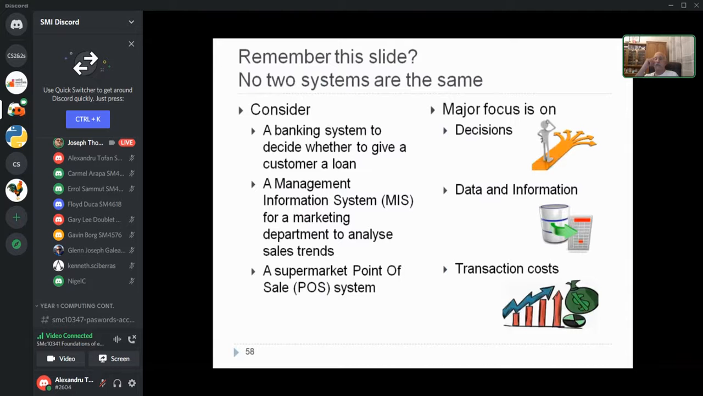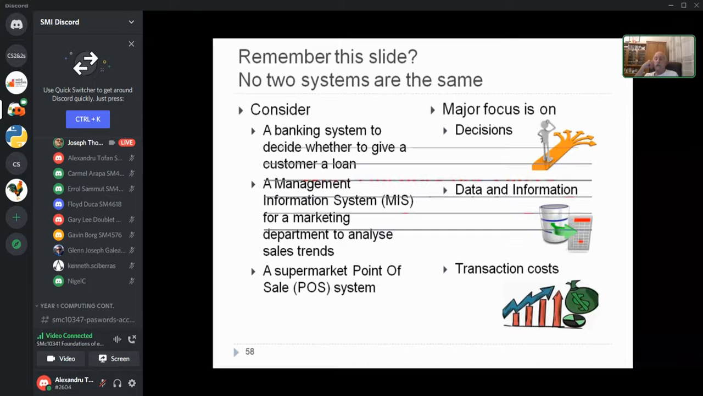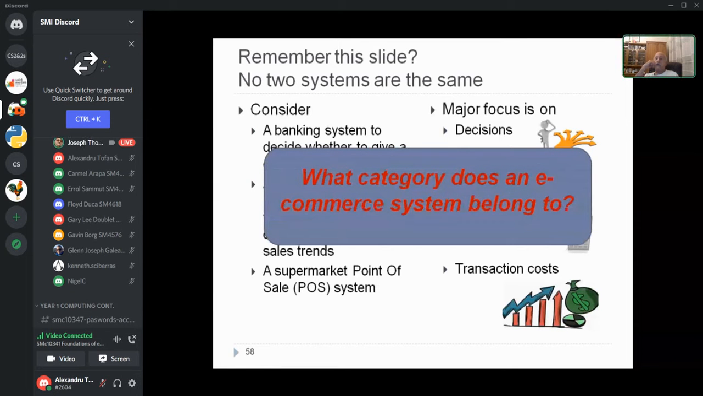With the banking system, the major focus is decision making. With MIS, the major focus is data and information. And with a point of sale system, the major focus is transaction cost. It doesn't mean that decisions and data and information are not important in a supermarket point of sale system, but our main focus here would be transaction costs. Now, what category does an e-commerce system belong to? Where would the major focus be of an e-commerce system?